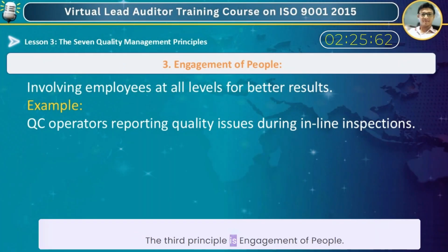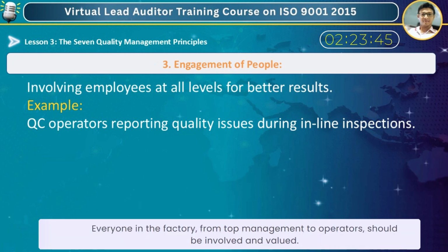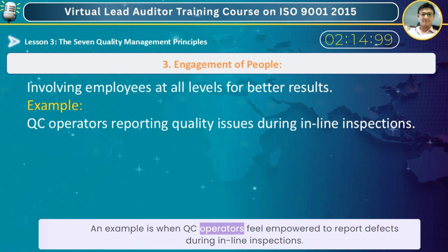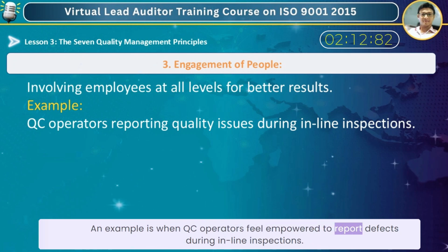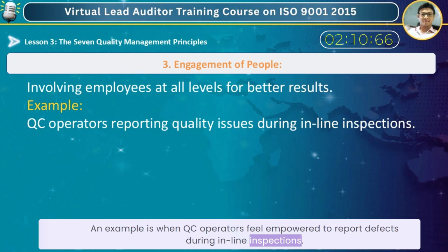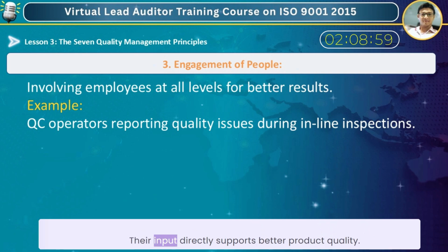The third principle is engagement of people. Everyone in the factory, from top management to operators, should be involved and valued. An example is when QC operators feel empowered to report defects during inline inspections. Their input directly supports better product quality.